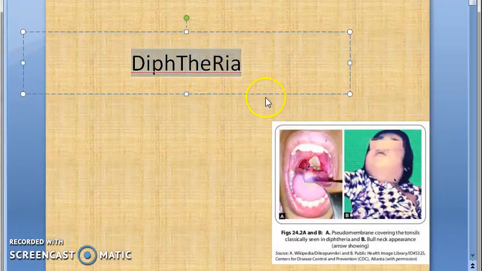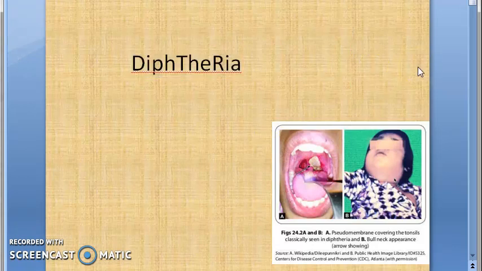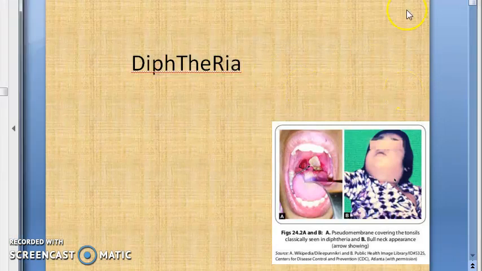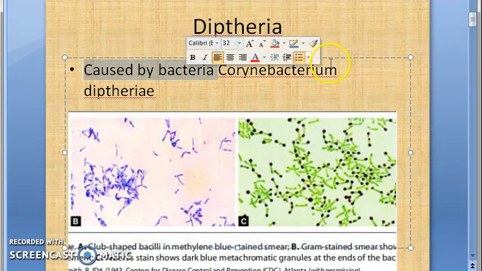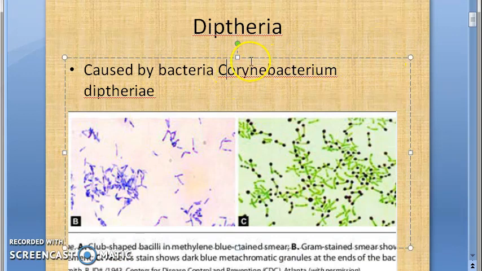Diphtheria is a very important topic, and in diphtheria, the two important things are lab diagnosis and prophylaxis. Prophylaxis means vaccine, because a lot of children are given diphtheria toxoid. Diphtheria vaccines are given. So let's get a brief idea about diphtheria. Diphtheria is caused by the bacterium Corynebacterium diphtheriae.